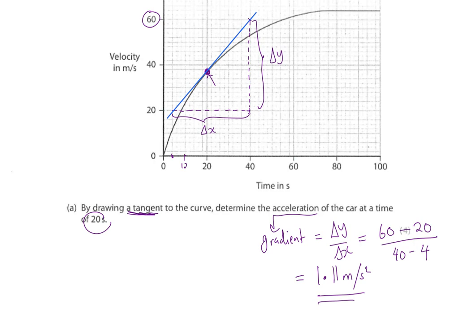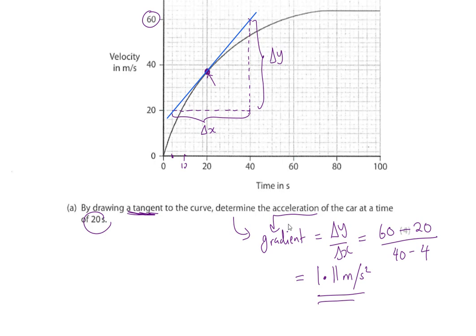Now the mark scheme needs to see whether you've drawn your tangent properly. Look at the tangent: you see where I started here, all the way through, and you can see my triangle. The mark scheme also tells us that we need to see that you're attempting to work out the gradient. So this is the gradient that gives us the acceleration.